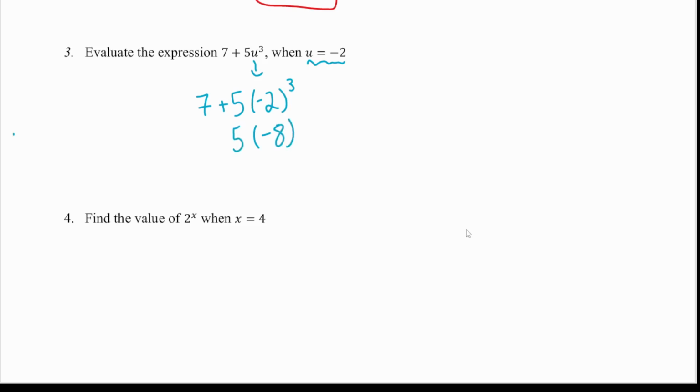Notice how I'm still indicating that in parentheses because I don't want to lose that sign that's associated with the 8. And then I do 5 times negative 8, that's going to get me negative 40. 7 plus negative 40 will get me negative 33 as a final answer.